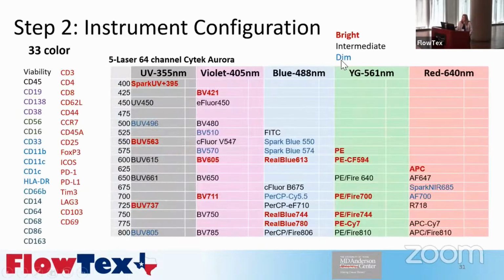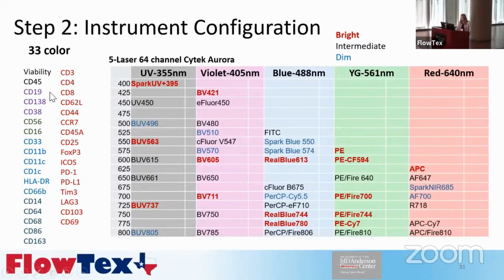Okay, so we've got our instrument configuration. This is the more complicated version of the same table that I told you about a minute ago. And this is our 5 laser 64 channel Cytek Aurora. And what I've done here is I've added some of my dyes in, and I have marked them for how bright the dyes that I have listed are. So the dim dyes are the ones that I'm going to use for my highly expressed lineage markers. And the bright dyes are what I'm going to save for low expression markers. And the commonly used dyes like a FITC or a PE, I'm going to save for my less studied markers, right? Because there won't be very much availability there.